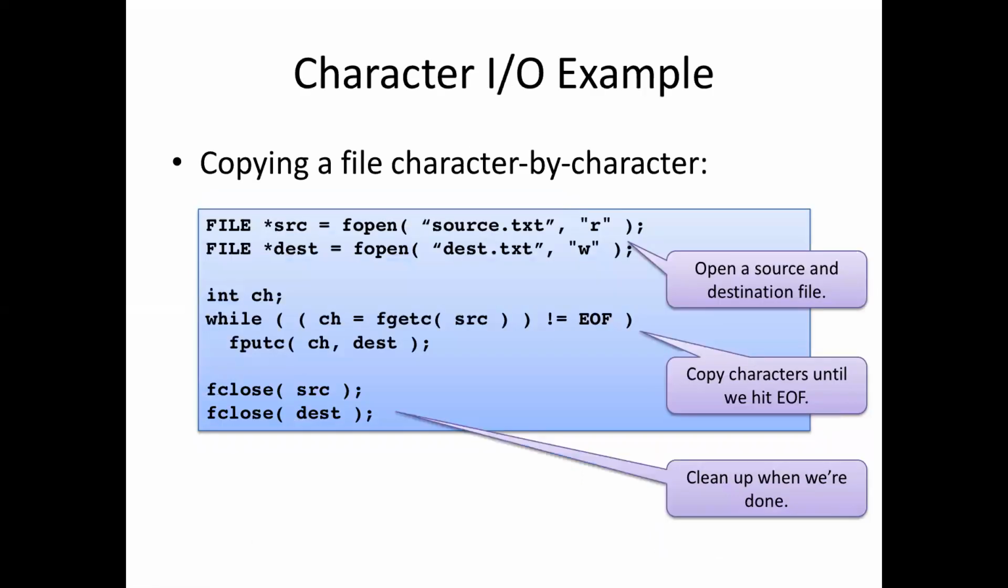So if we wanted to show off the use of these two, we could write a simple program to copy a file one character at a time. Here I do two fopens. I open a source file for reading. I open a destination file for writing. And then I'm going to go through all the characters in source. I'm going to call fgetc, getting the next character. As long as that wasn't EOF, I'm going to send that to the destination file. So this should run one iteration for every byte, for every character in the source file, sending it to dest. And then when I'm done, I close both of these files.